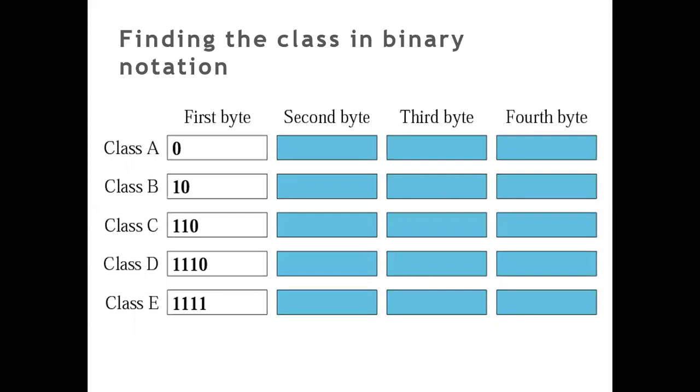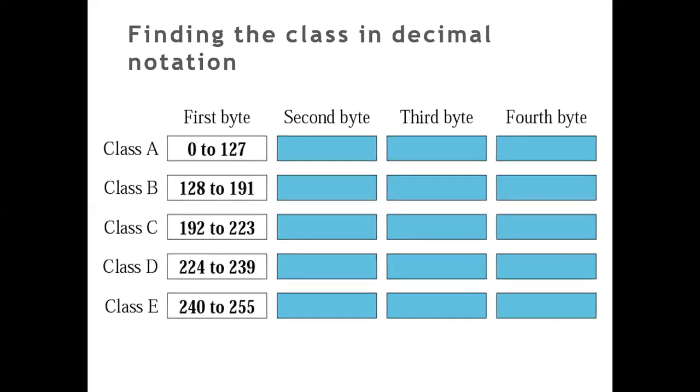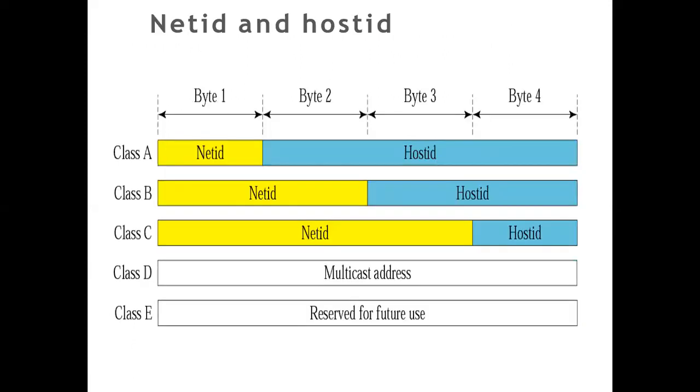The same phenomenon I have explained already. First byte, second byte, third byte. Finding the class in decimal notation means if we are given the decimal IP address, and if the first byte ranges from 0 to 127, according to the first byte we can find out which class the IP belongs to. So that's the range here. I have already explained that 1 byte is the net ID for class A, and 2 bytes of network ID and 2 bytes of host ID in class B.